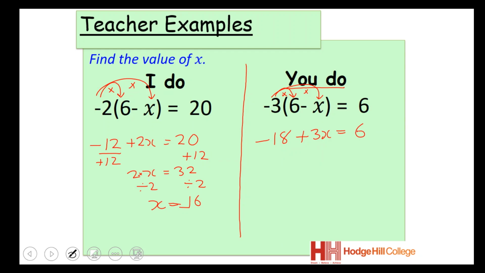Now we need to get x on its own, so you move whatever's furthest away from the x. So we move this 18 over to the other side. We need to do the inverse of minus 18. Inverse of minus 18 is plus 18. So we plus 18 to both sides. Now we get 3x equals 24. 3x means 3 times by x. Inverse of times is divide, so you divide both sides by 3. And you get x equals 8.